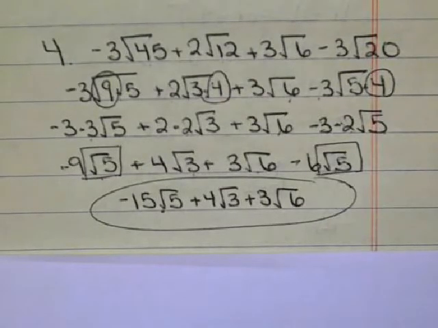And that is how you combine radicals by adding and subtracting. We'll do multiplication on the next one.